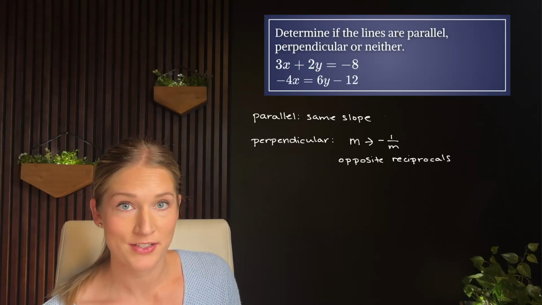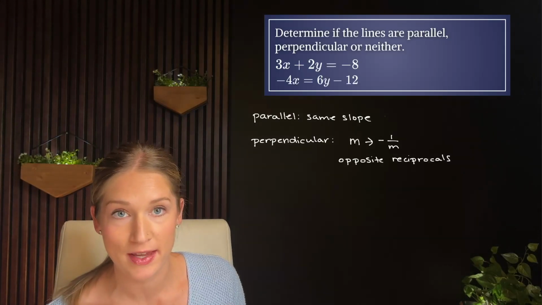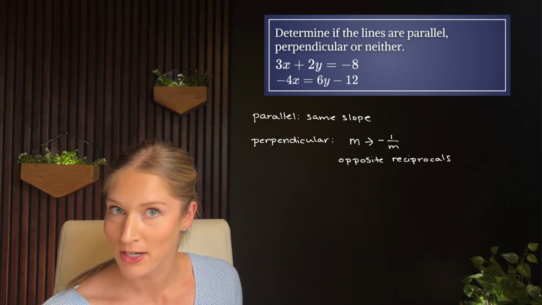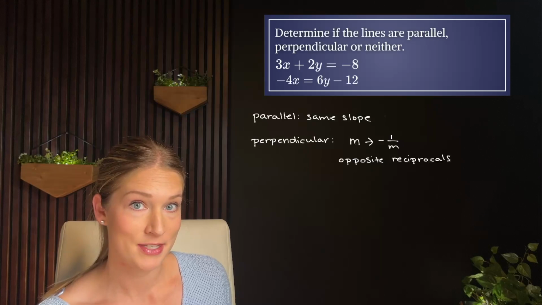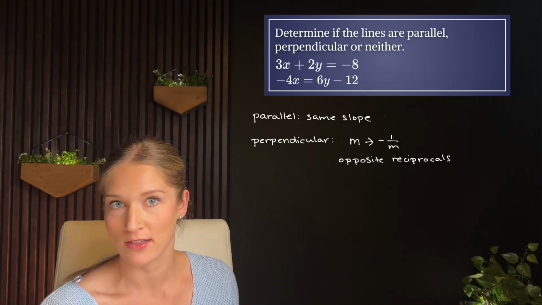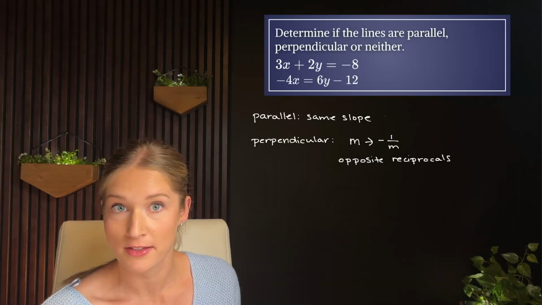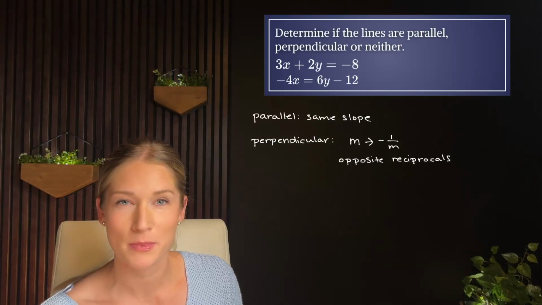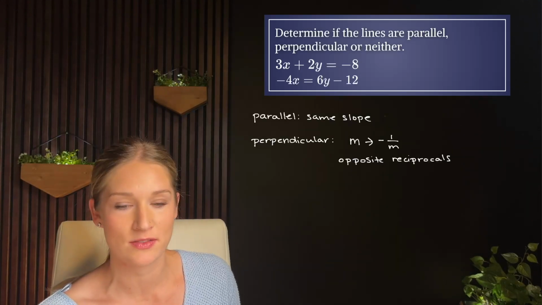So all I'm going to do is find the slopes of each of the lines we're given and see, are they the same? Then that would mean we have parallel lines. Are they opposite reciprocals? Then we have perpendicular lines. Or are they neither? So I'm going to rewrite each of these equations in slope-intercept form because that's the easiest way for me to identify the slope.